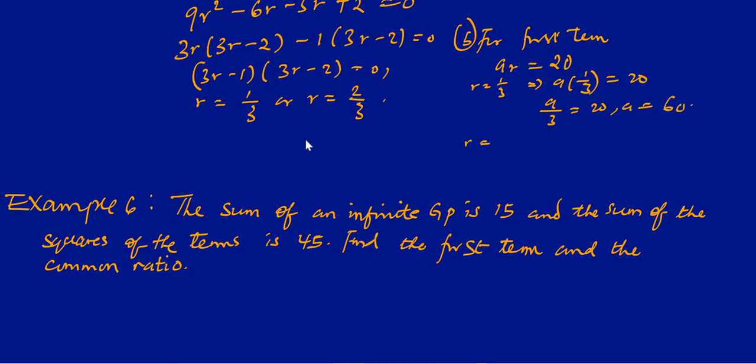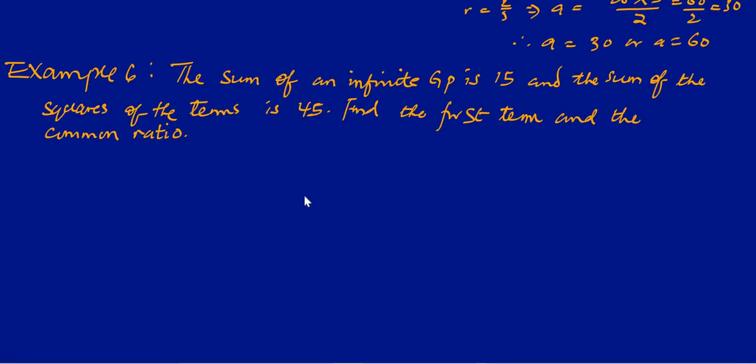Then for R equals 2 over 3, this implies that A will be equal to 20 times 3 divided by 2. That will give you 60 over 2, which gives you 30. Therefore, A is equal to 30 or A is equal to 60. So that's where we're going to stop for problem number 5. So let's go to number 6.